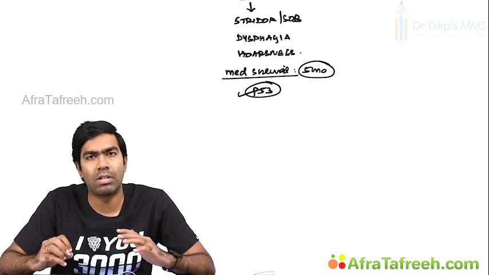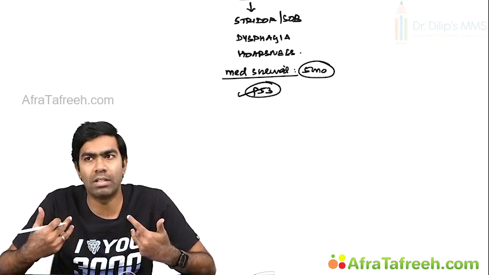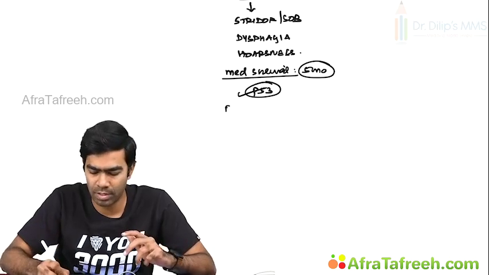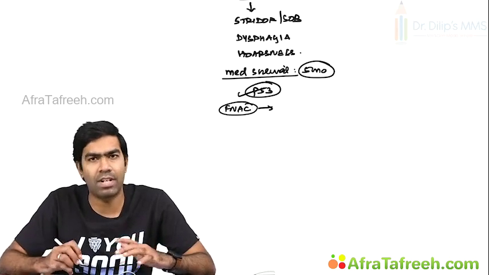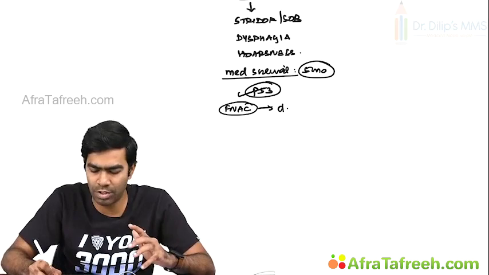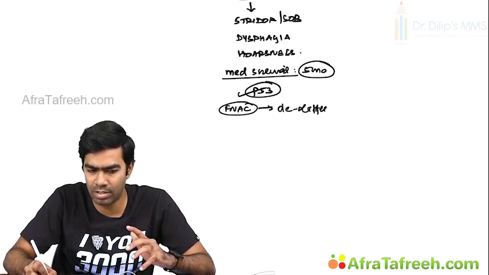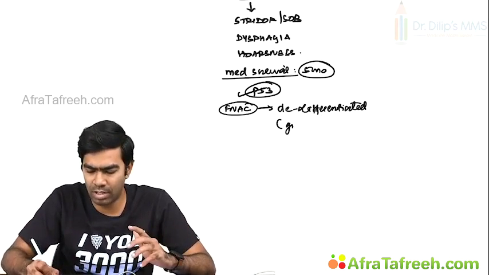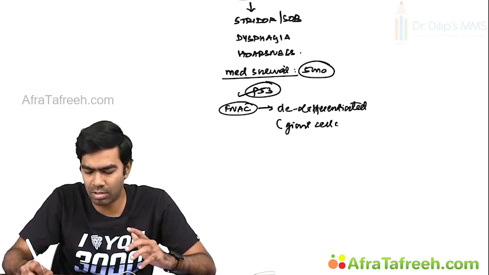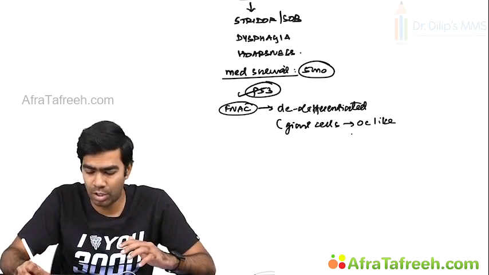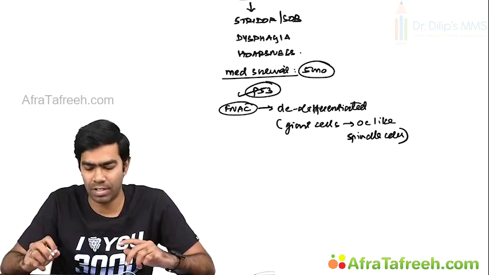At the same time, what you will be getting in the FNAC, because I know there is a swelling and I'm going to do an FNAC, you will be getting a sheet of cells that will be very, very poorly differentiated. You'll be getting de-differentiated cells, which will be resembling a giant cell. A giant cell means it might resemble an osteoclast-like. I'm not telling it's an osteoclast, it's osteoclast-like giant cell, or you might get a lot of spindle cells as well. So this is what you're going to get in the FNAC.